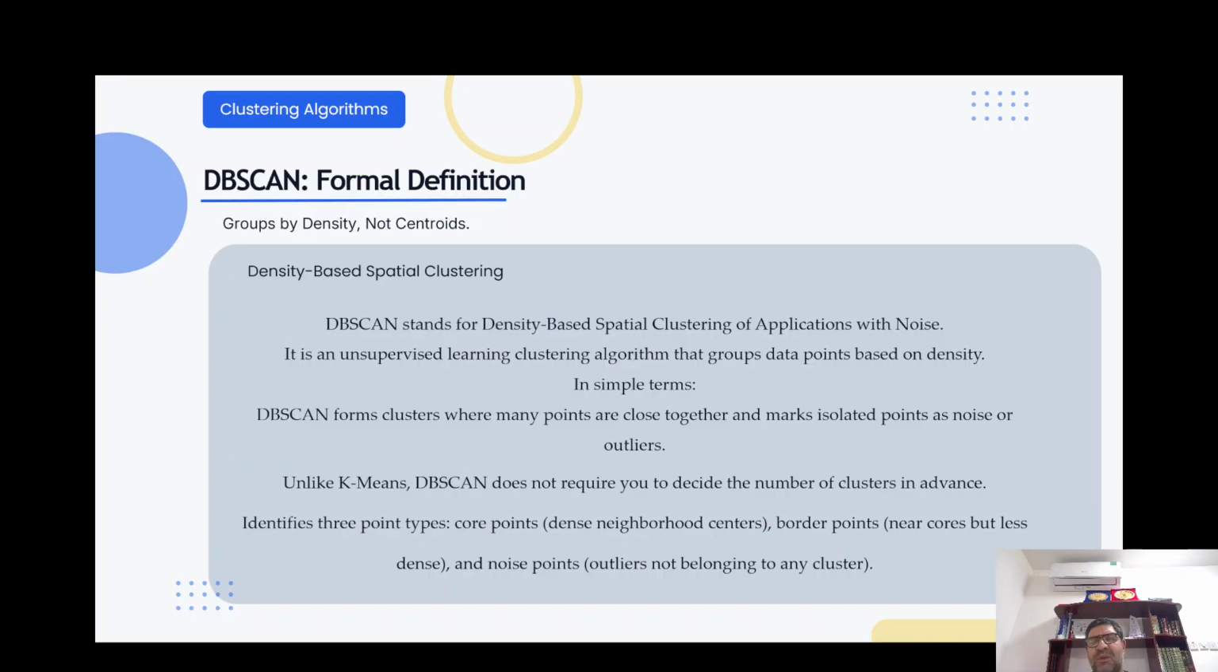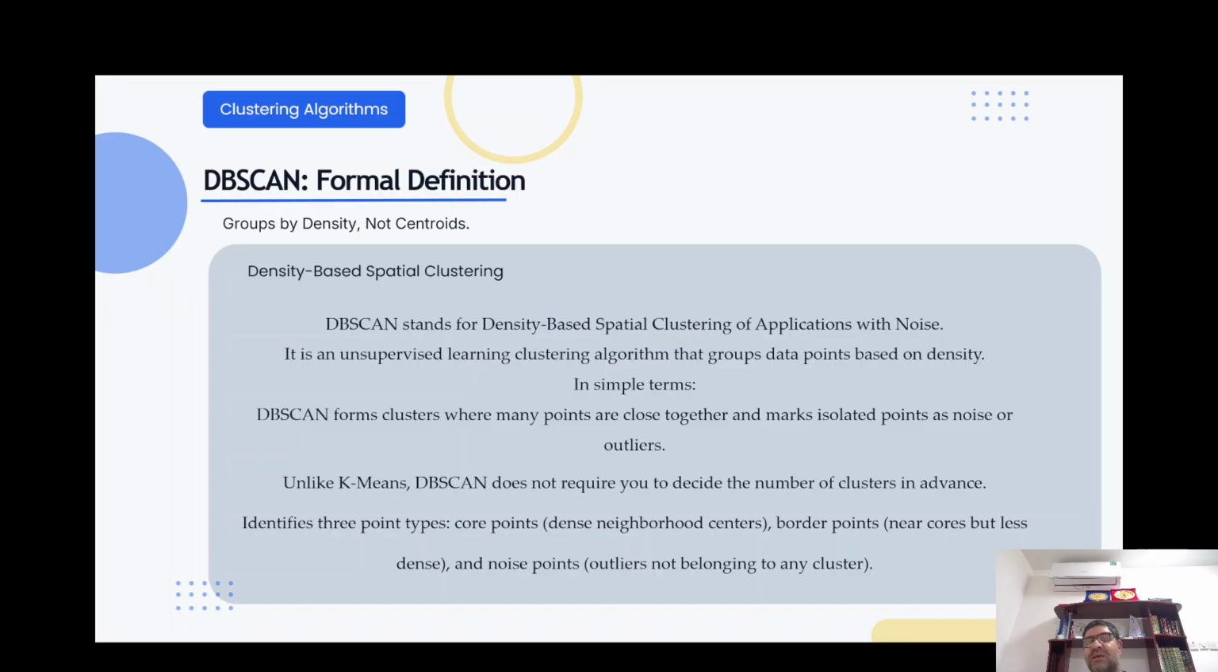So what is the formal definition as far as density-based spatial clustering is concerned? DBSCAN stands for density-based spatial clustering of applications with noise, so it deals with noise. It is an unsupervised learning clustering algorithm that, as we already know, groups data points based on density.